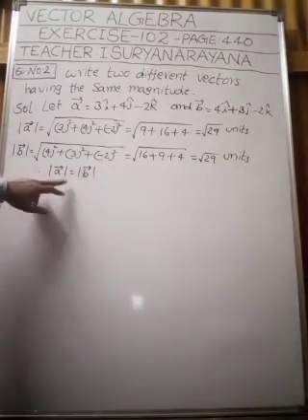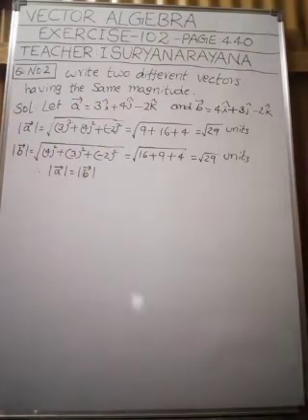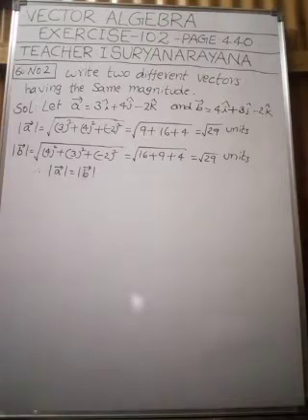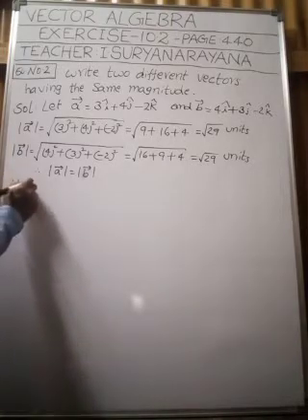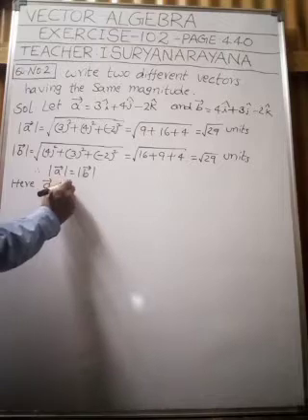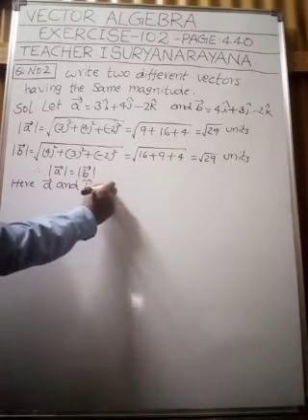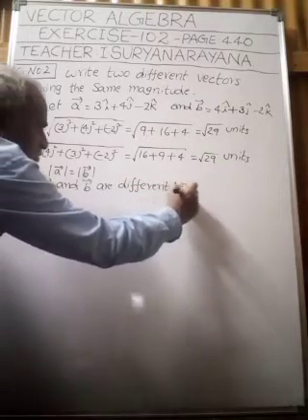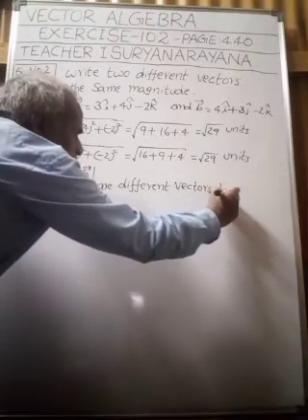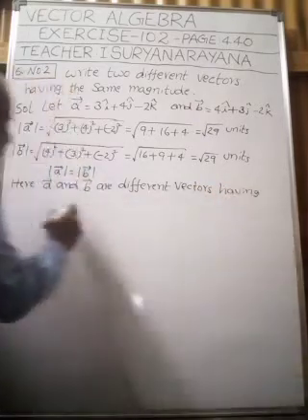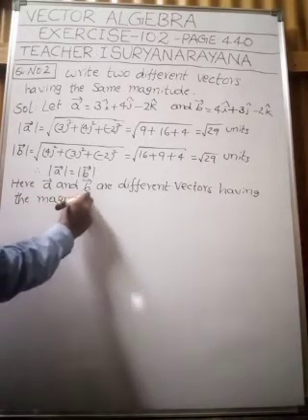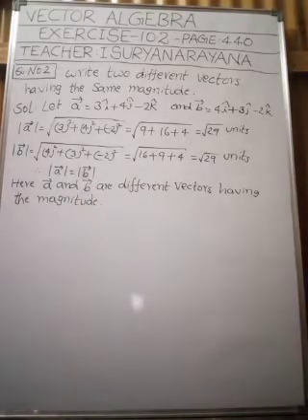So these two vectors are different vectors. They are different vectors, but they are having the same magnitude. Okay, my children, understood this point? Right. Here a bar and b bar are different vectors having the same magnitude. Okay, my children, understood? Right.